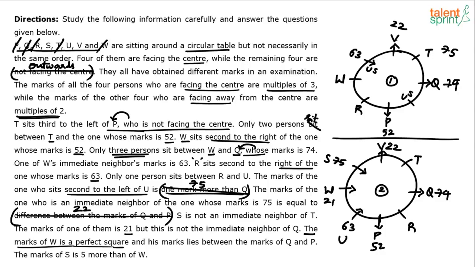Similarly, in case number 1, 21 should not be for a neighbor of Q. So it should be for W or R, one of these two guys.